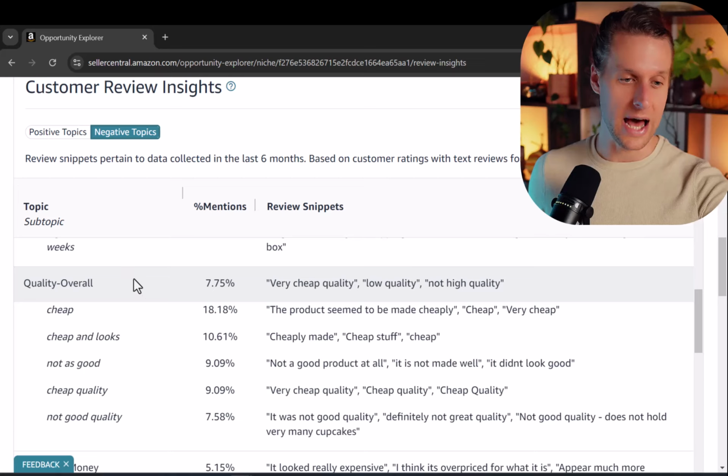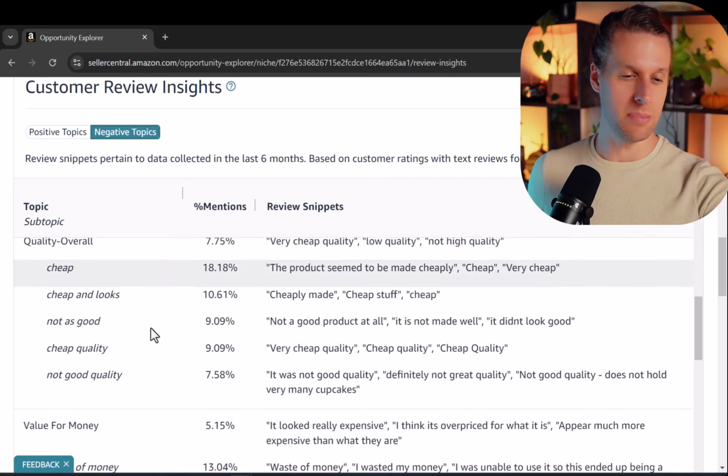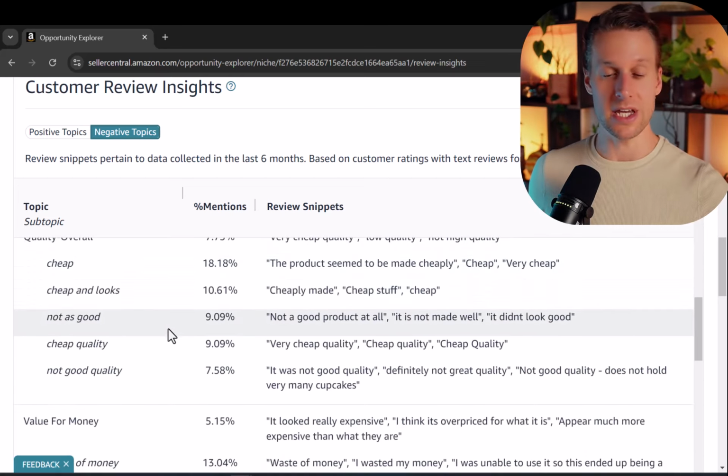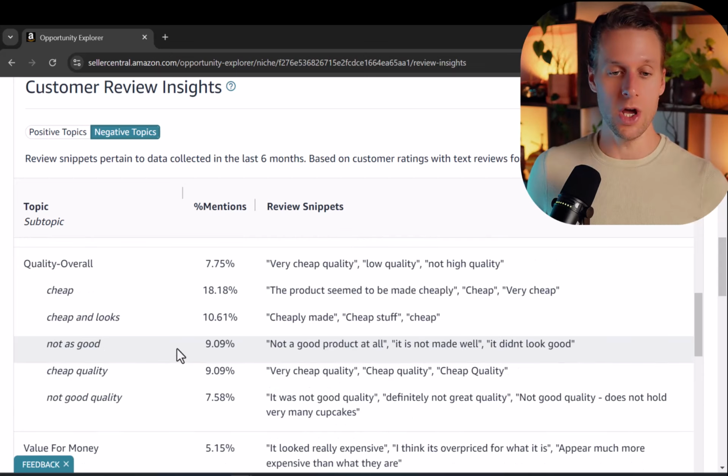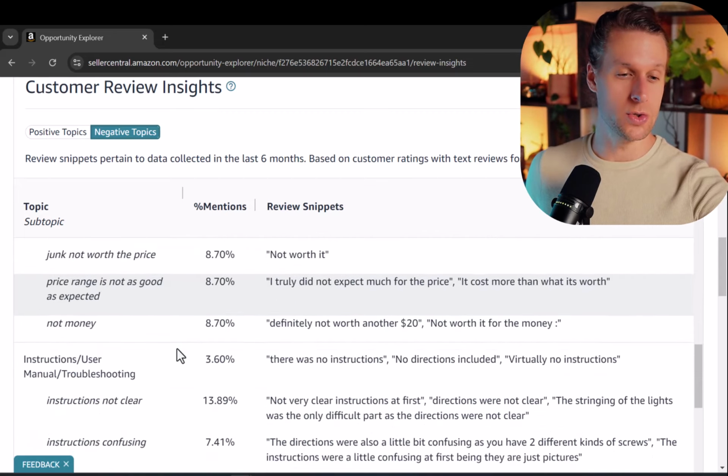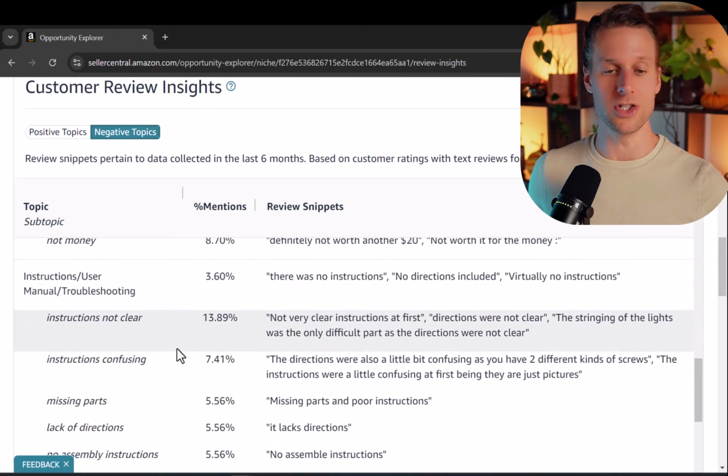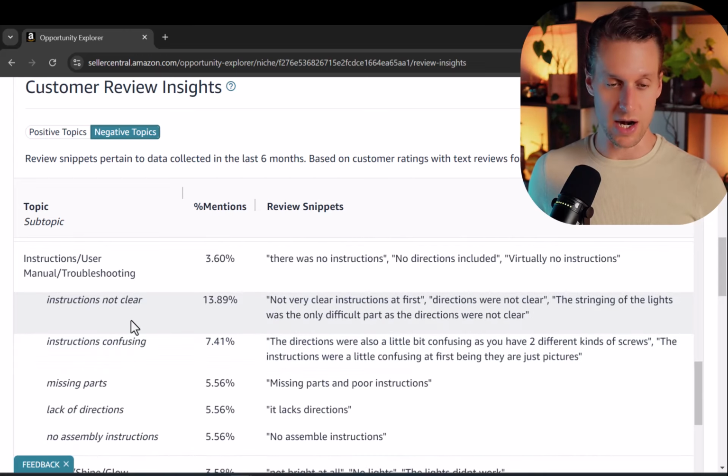So let's look at other stuff. Quality overall, a lot of people say cheap, doesn't look as good. They're probably saying it doesn't look as good as it looked on the listing. So really following through on your promises from the listing is super important. Value for the money, instructor user manual. So a lot of people are getting instructions that are not clear for these products. They don't understand them. They're not clearly written.